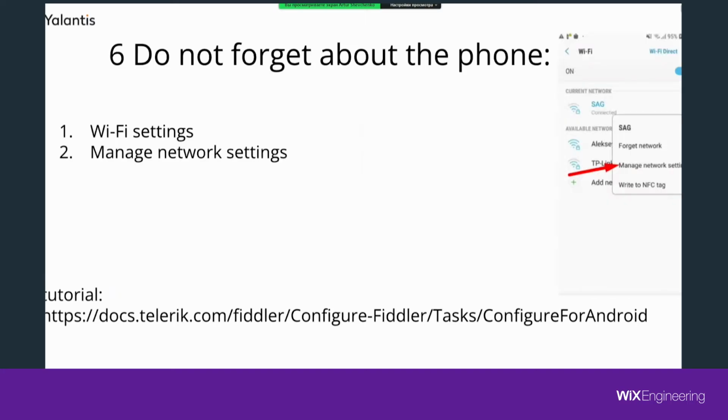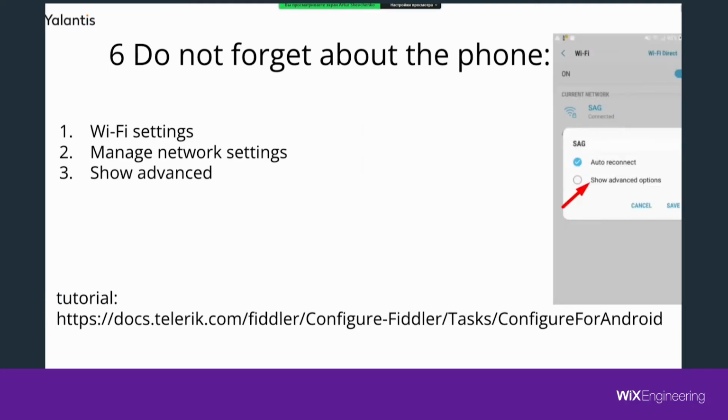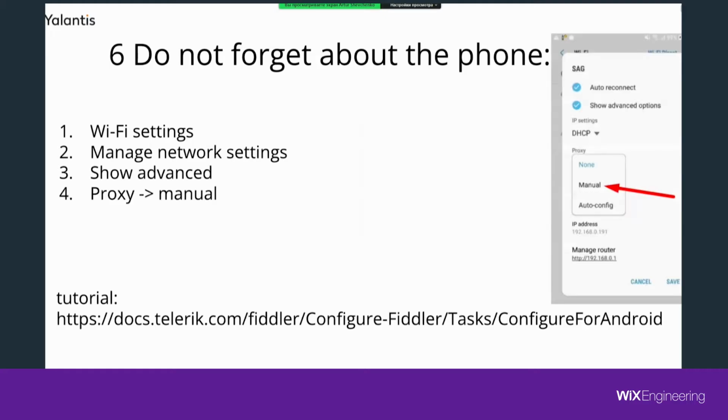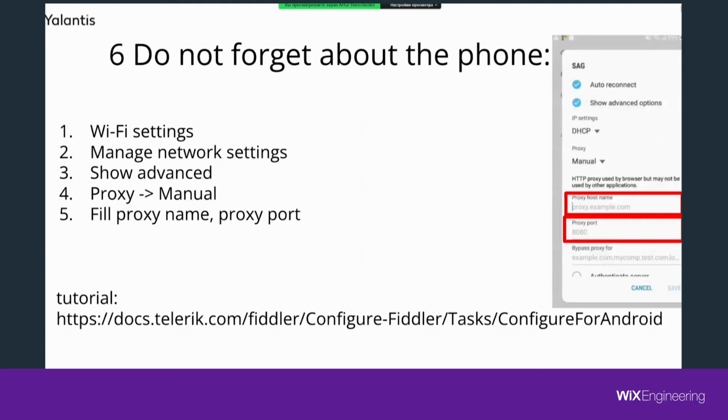The next one is a very frequent case, when people installed Fiddler and came with a non-configured Wi-Fi and said again that it wasn't working at all. To solve this, you need to open the Wi-Fi settings, go to advanced mode, and then pick a manual proxy and enter the IP address of your PC and the proxy port. Usually it is 8888.